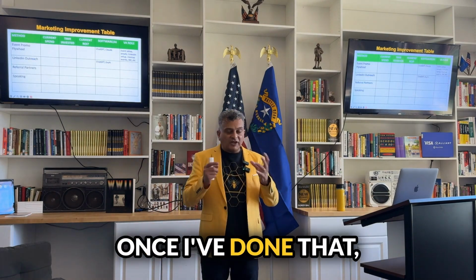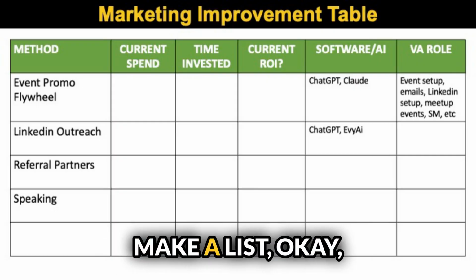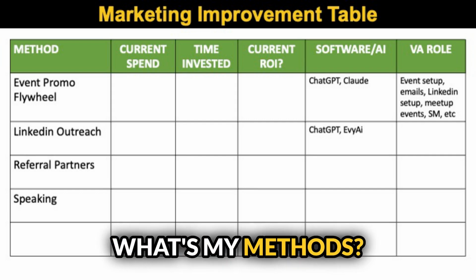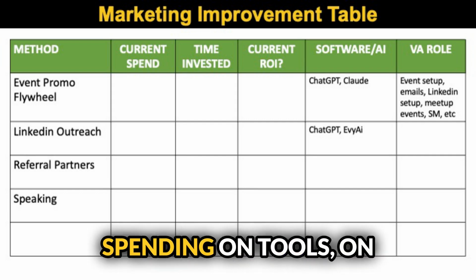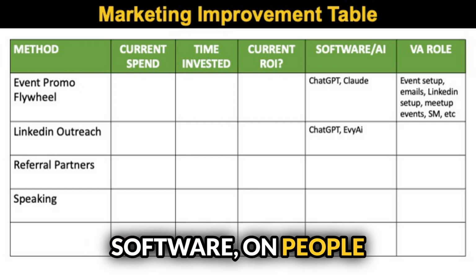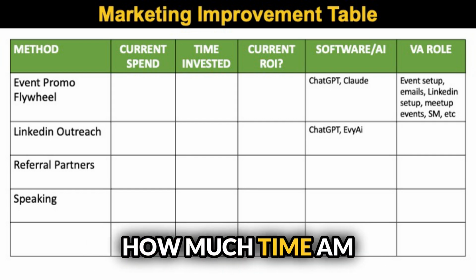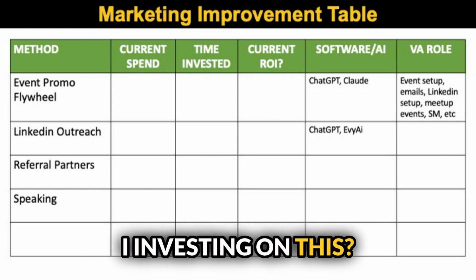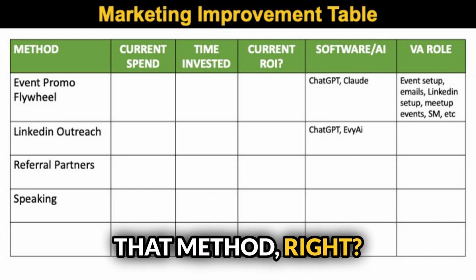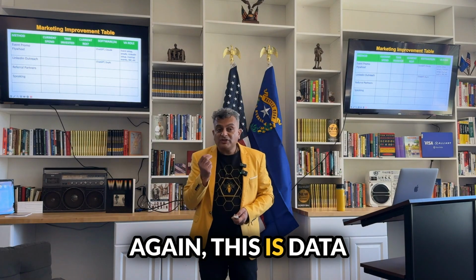All right, once I've done that, once I've got my flywheel, then I can make a list. Okay, what are my methods? What's my current spend? How much money am I spending on tools, on software, on people for each method? How much time am I investing in this? What's my ROI for that method, right? Again, this is about the data and numbers.